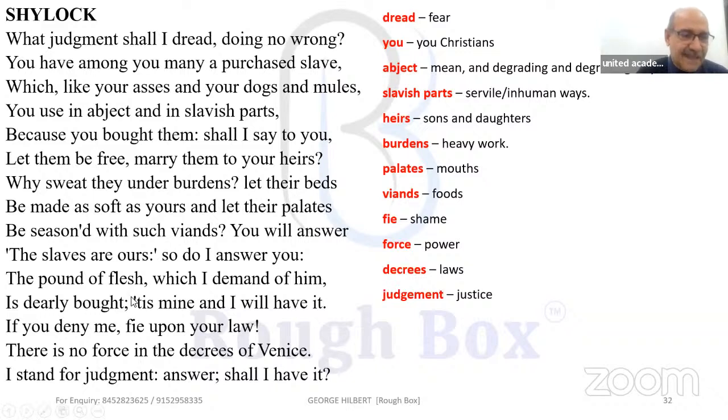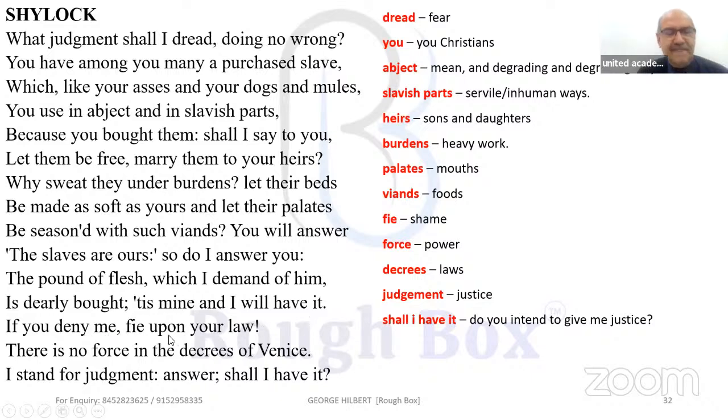You will say, the slaves are ours. We have bought the slaves. They are ours. We'll do whatever we want with them. So do I answer you. In much the same way, I am telling you, the pound of flesh which I demand of him, the pound of flesh which I'm asking from Antonio, is dearly bought. I paid a very high price for it. It is mine. It is mine. And I will have it. And I demand it.